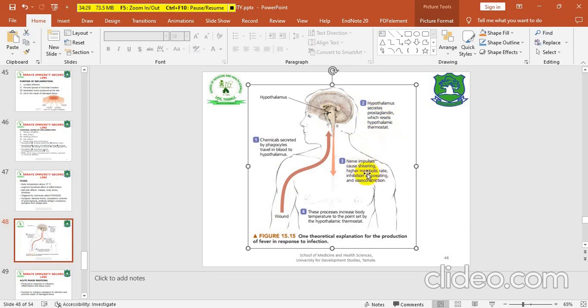Nerve impulses cause shivering. Shivering is a metabolic process that will produce heat, and there is also sweating and vasoconstriction. That will inhibit bacterial growth. These processes increase body temperature to the point set by the hypothalamic thermostat. So in a nutshell, when the body temperature increases due to inflammation, it should be restored to normal by the hypothalamus.